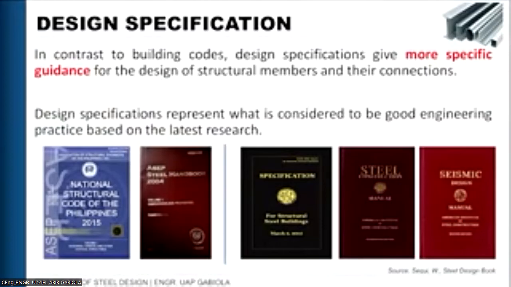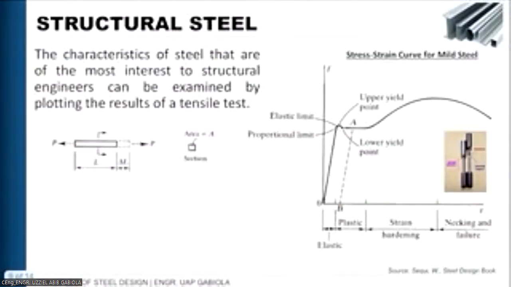So that is the difference between building code and design specification. Now we go to structural steel. So we go back with the demonstration of a steel bar, that we already discussed, or you should already have discussed during your mechanics of deformable bodies subject.